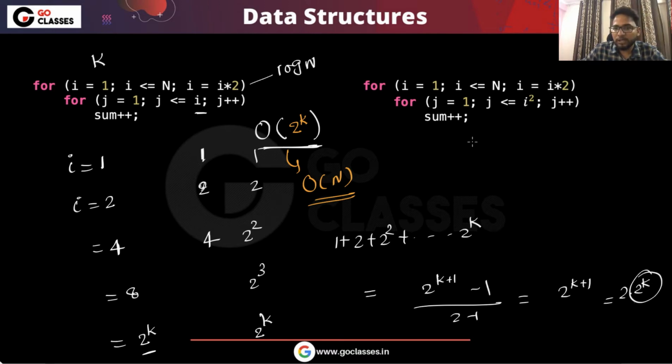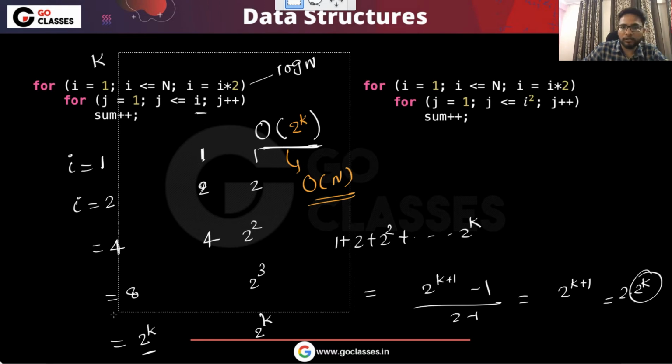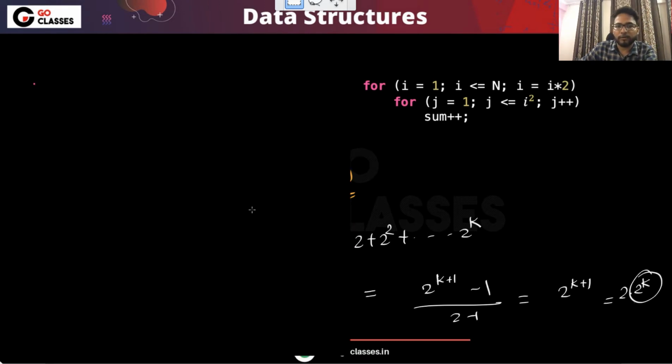Now let's solve this. The first for loop and second for loop are both dependent, so I think it is better to unroll. So let me just copy this and erase this, and I will explain everything after the erase.